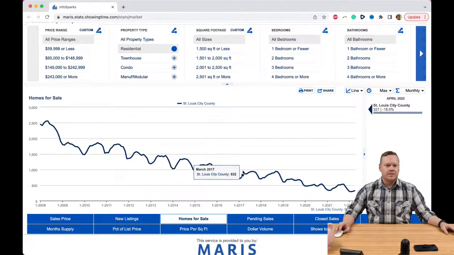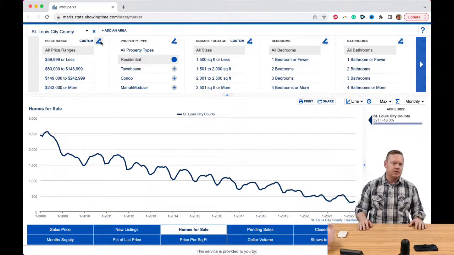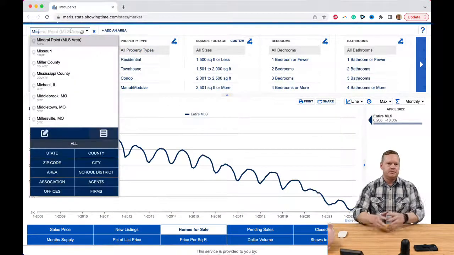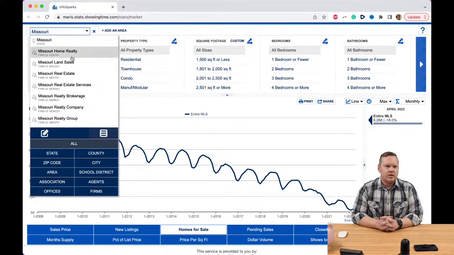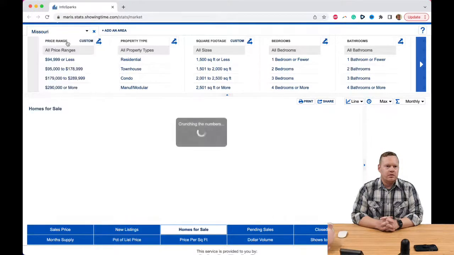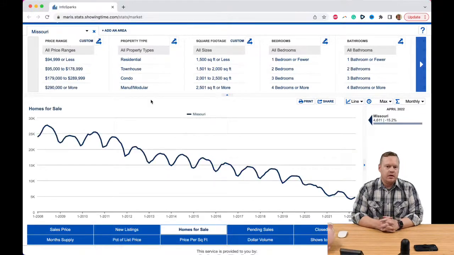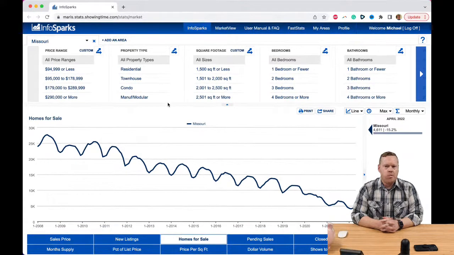Now that's St. Louis County. Let's go to Missouri. Just keep it where it's at. Only because I'm just curious to see, and they probably can't hear me. I bet they can hear you. There we go. Yeah, that's Missouri.